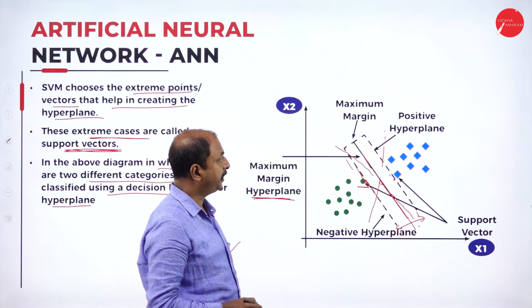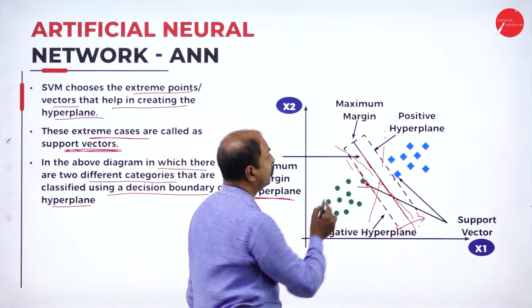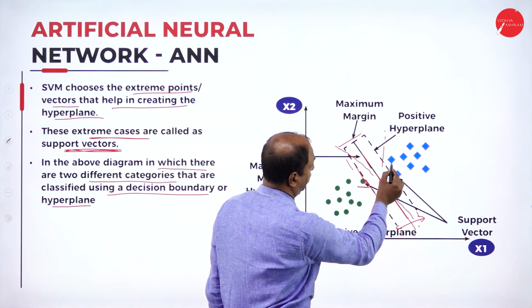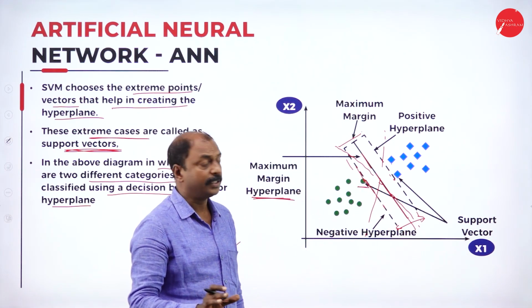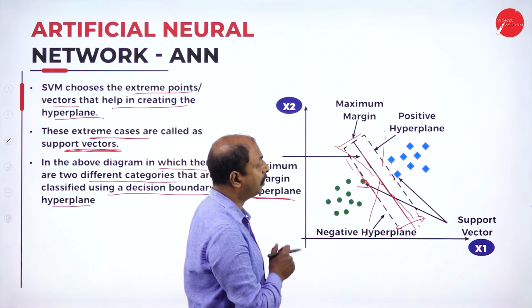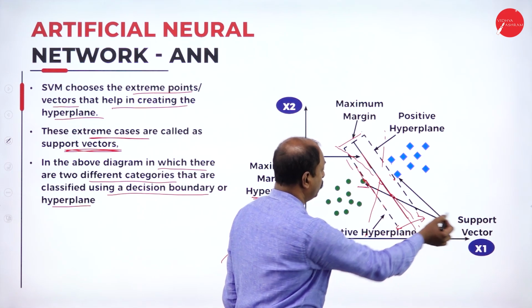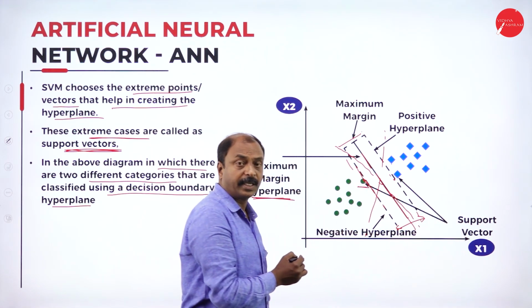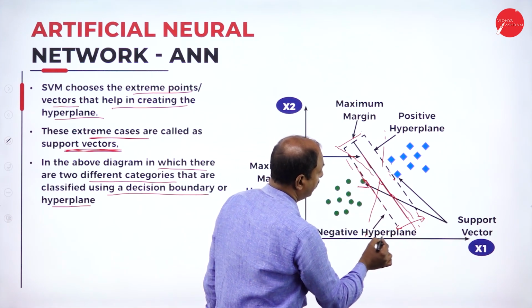But what is the margin? The margin is nothing but the distance between the two. So from this point to this point, that is the definition of margin. That is called margin. And all these dotted lines are nothing but support vectors. And among them, we have to select the best boundary line in between these two, that is the hyperplane.